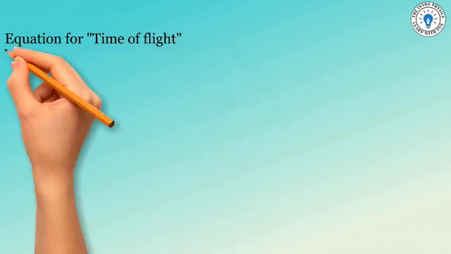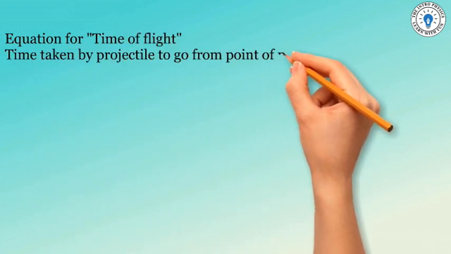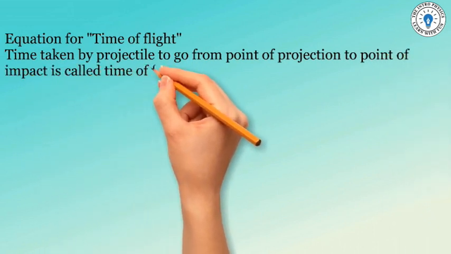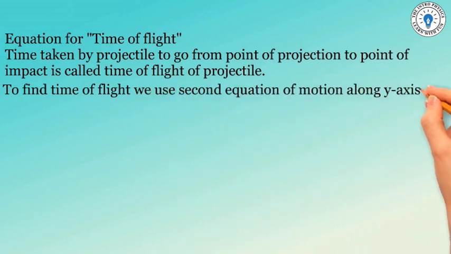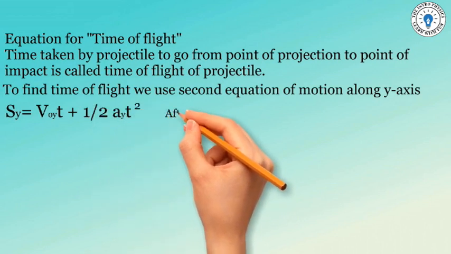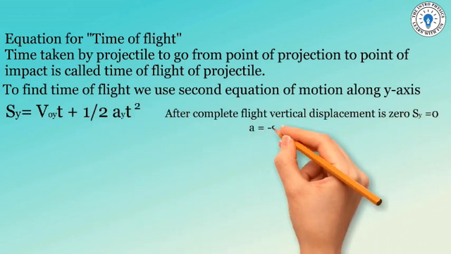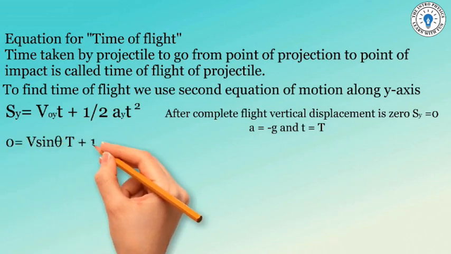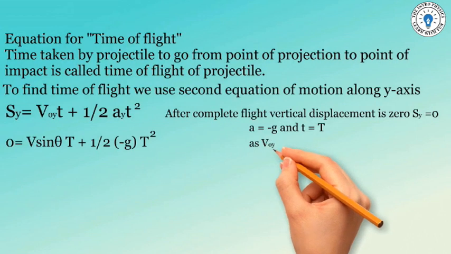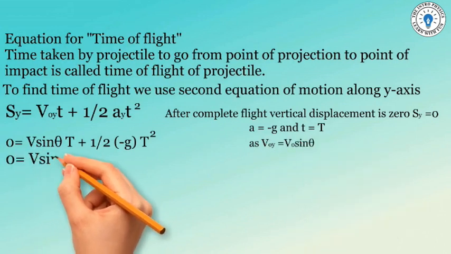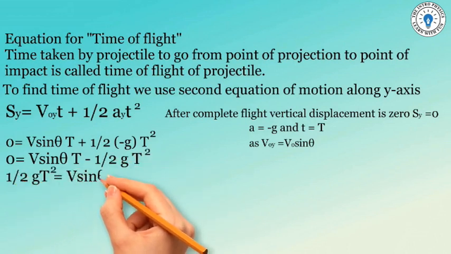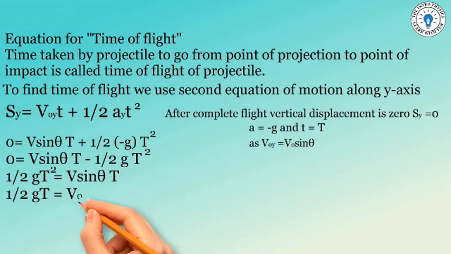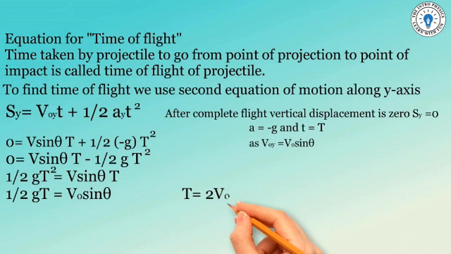Equation for time of flight. The time taken by a projectile to go from the point of projection to the point of impact is called the time of flight of the projectile. To derive the equation for time of flight, we use the second equation of motion along the y-axis. After complete flight, vertical displacement is 0, so Sy is 0. So time of flight is equal to 2 v naught sine theta by g.